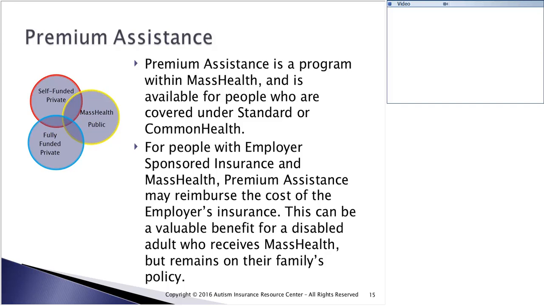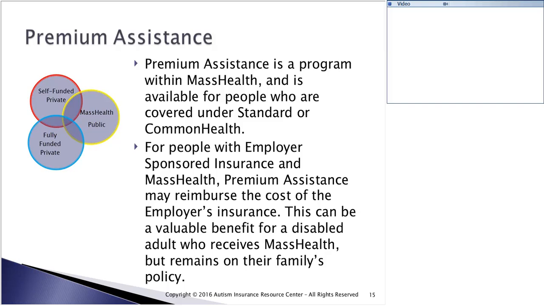I'm going to talk about premium assistance. It is a program within MassHealth, and I like to say it's one of the best kept secrets in MassHealth. It is available for people who are covered under MassHealth Standard or MassHealth CommonHealth. And for people with employer-sponsored insurance and MassHealth, premium assistance may reimburse the cost of the employer's insurance.